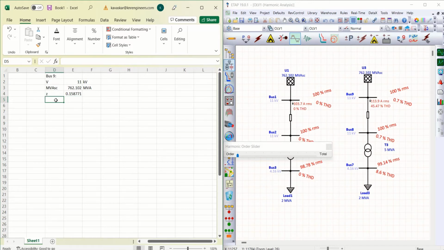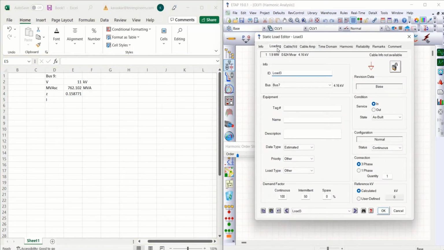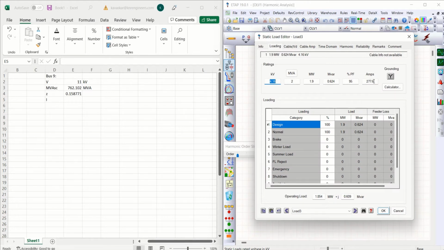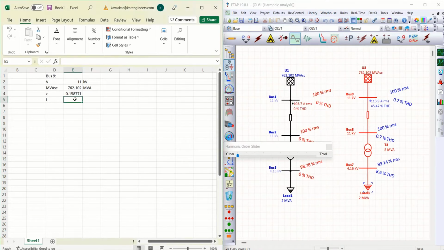Then what is the current flowing through this line? Okay, the current we have to calculate from this. I have chosen 277.6 amps load current. So I'm taking the same thing here, but we have to convert it to the 11 kV side. The load is on the 4.16 kV side. Let me put it this way, multiplied by 4.16 divided by 11. Approximately, we get 104.9, which is on the 11 kV side.